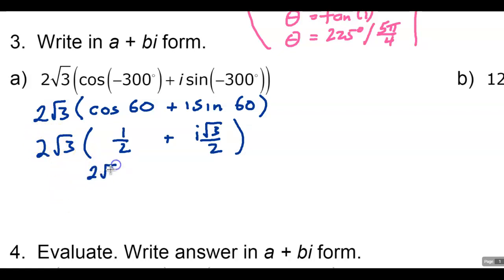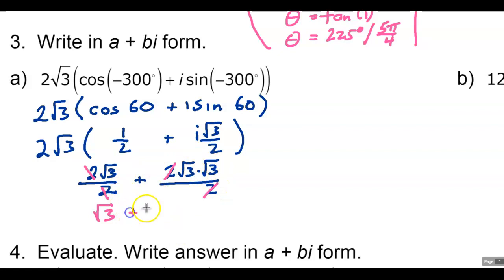So we have 2 root 3 over 2 plus 2 root 3 times root 3 over 2. And of course, each of these simplify. 2 over 2 cancels. We have just root 3 for the real part. And then these 2's cancel, and I have root 3 times root 3, which is just 3 for the imaginary part. Should put that i on there as well. There we go.